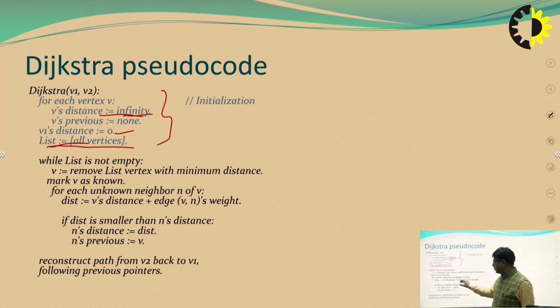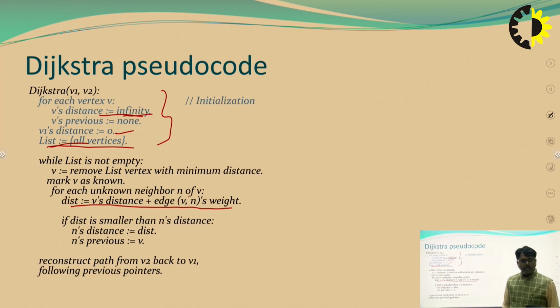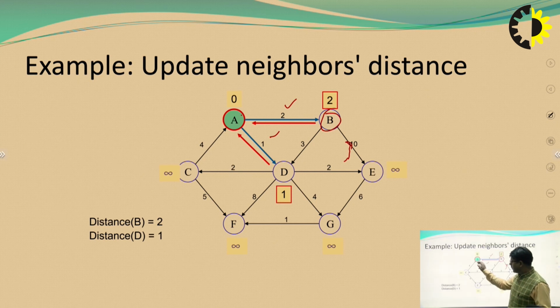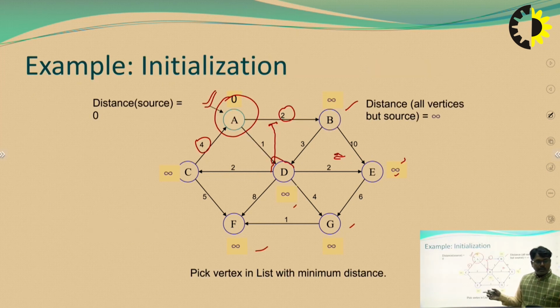Mark V as known. For each unknown neighbor n of V, you take the distance. This is the relaxing of the distance of the neighbor node from the source node. What you have to do here is consider the distance of the node plus the edge weight. If we take the example, when you are moving from A to D, if the next node from the list is D, then the edge from A to D has a weight of 1, and initially A has 0 weight. So whenever we move to the next node D, we add the weight of the previous node and the weight of the edge. This gives you 1, and D will be updated with 1. That is what has been explained in the algorithm.